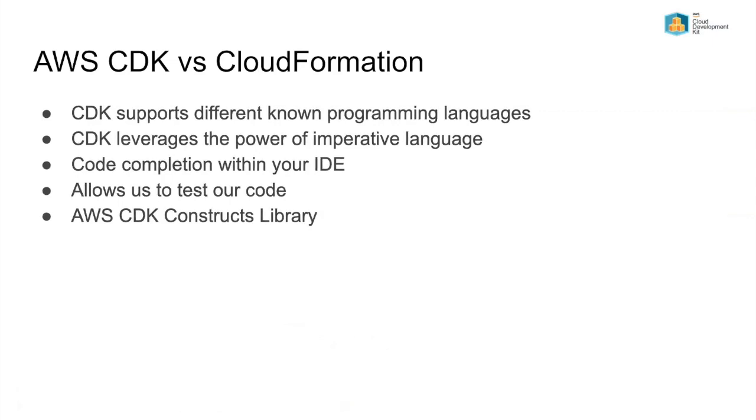So if CloudFormation is already an infrastructure as code tool that can deploy AWS infrastructure, why do we need another infrastructure as code tool on top of CloudFormation? Basically, because of these points. One of the main points would be that you can choose the programming language that you prefer. CDK leverages the power of imperative languages, so you can use loops, functions, conditionals, classes, whatever you can imagine.